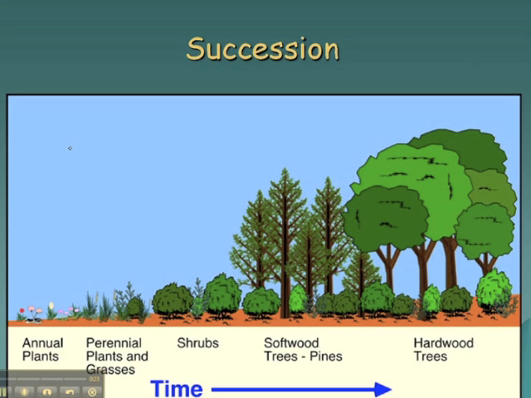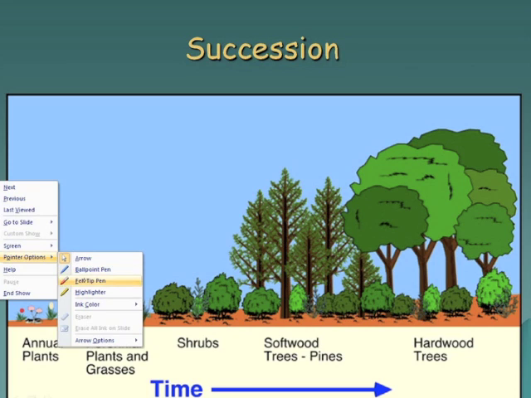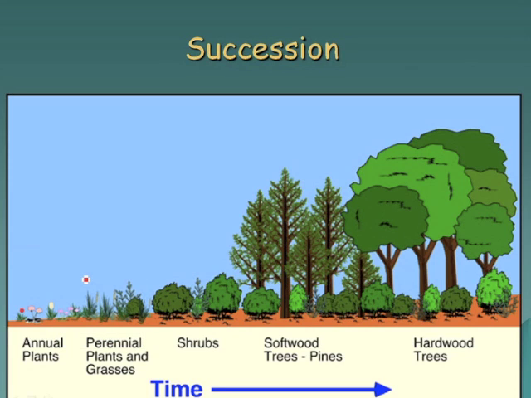Okay, so you can see here that you start off with really small plants, and you eventually get bigger plants, more dense plants, then you get some trees, and eventually you get a climax community. So that's the general idea, that a community will change over time this way.